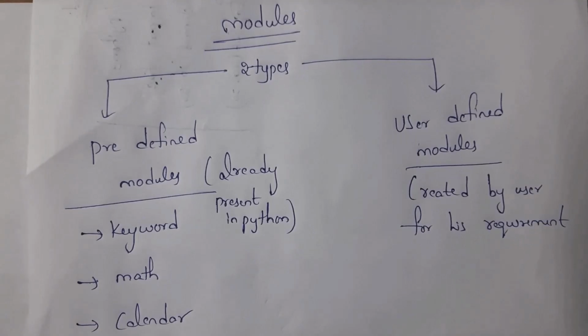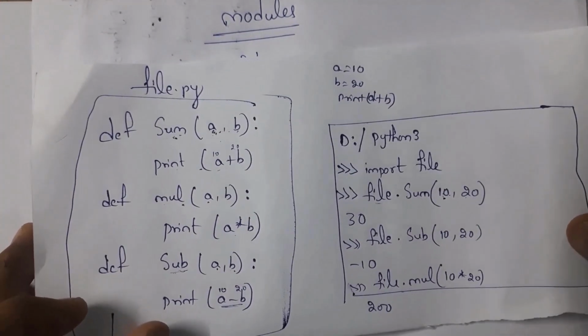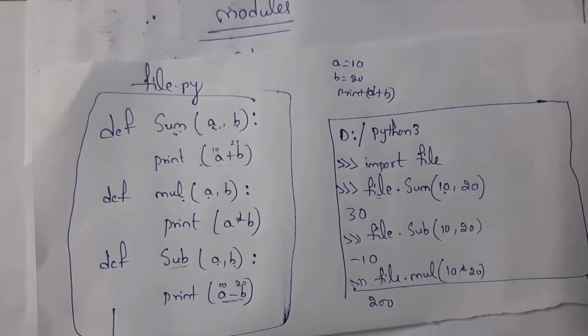Modules are classified into two types. They are predefined modules and user-defined modules. Modules which are created by users for his requirement is known as user-defined modules. For example, if you consider previous example, here in this example I created module, that is fibo.py. I created this module for my requirement. So we call this module as user defined module.